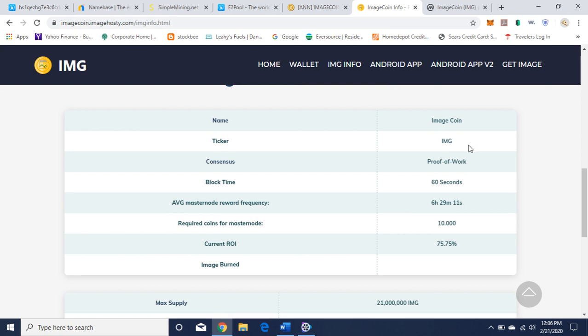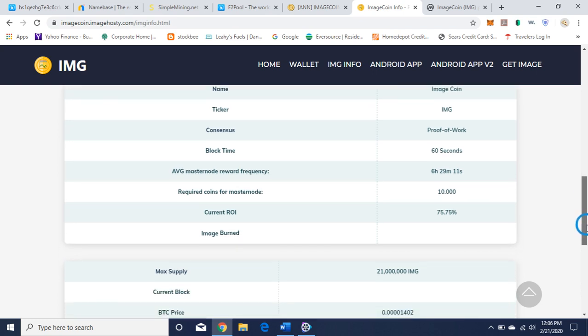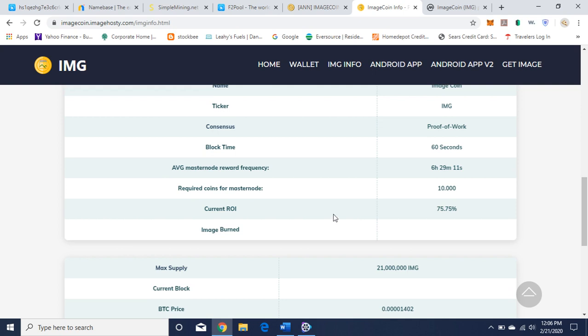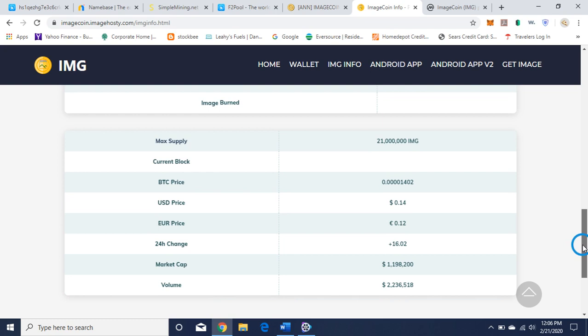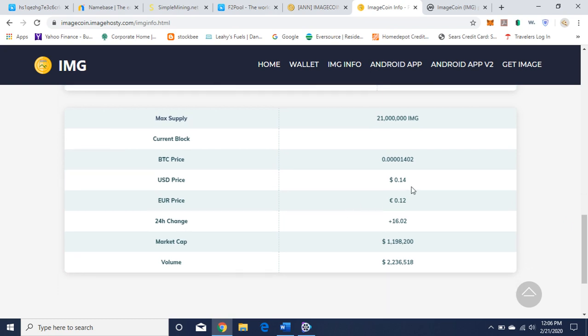ImageCoin, IMG is the ticker. Proof of work, 60-second blocks. Required for a masternode is 10,000, so you can run a masternode if you want. They're saying the current return is 75.75%. Max supply is 21 million. It's saying the US dollar price is 14 cents right now. Market cap is almost 1.2 million. And volume is 2,236,518.